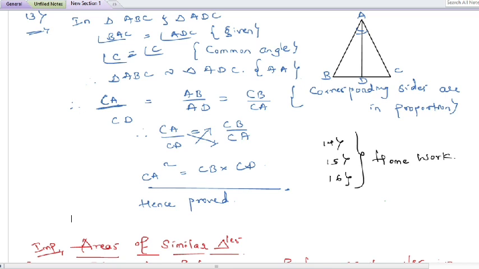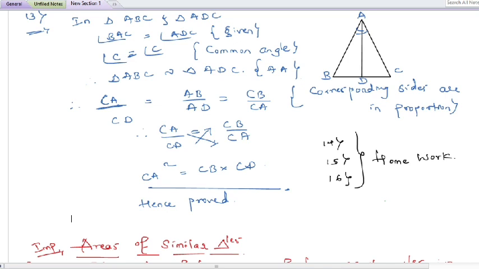From the figure we can write, in the triangle ABC, the entire triangle, and ADC, the right side of the triangle. So angle BAC is equal to angle ADC, it is given, and also angle C is equal to angle C, because it is a common angle. If two angles are equal, then these two triangles are similar triangles. Therefore, triangle ABC is similar to triangle ADC according to the AA criteria.